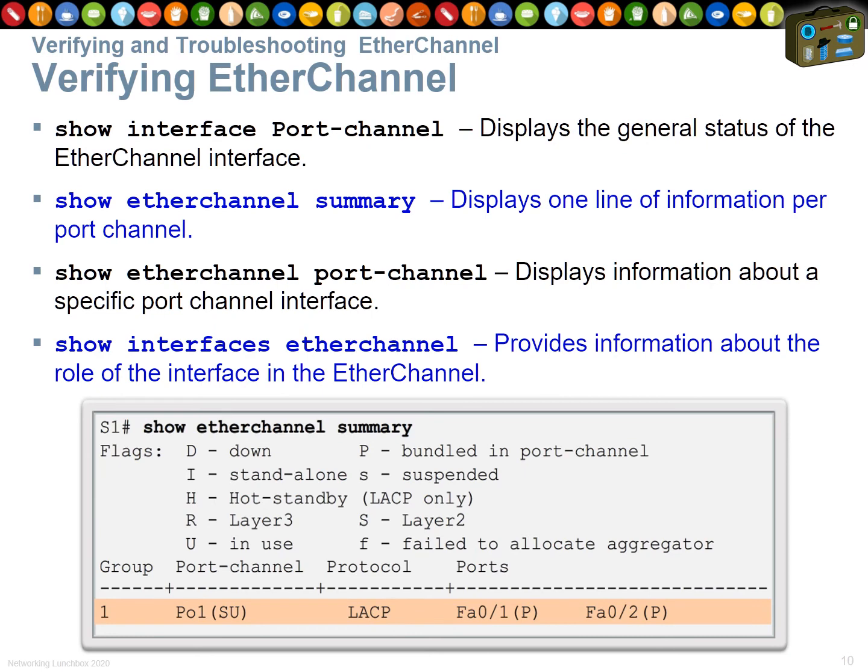Show commands: show interface port channel, show etherchannel summary. Etherchannel summary is probably the command you'll be using the most because it gives you a nice little summary. See down the bottom here, we've got port channel 1. It is currently S and U, so therefore it is a layer 2 connection and it is in use. The protocol is LACP, and ports FA0/1 and FA0/2 are currently actively in use, bundled in that channel. So show etherchannel summary, very useful command for verifying your EtherChannel.